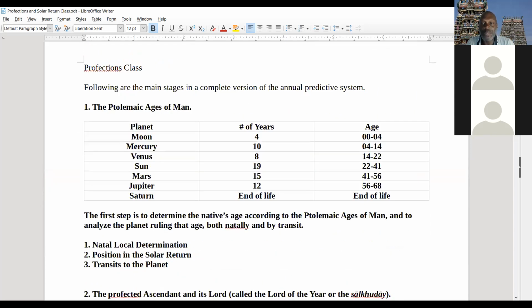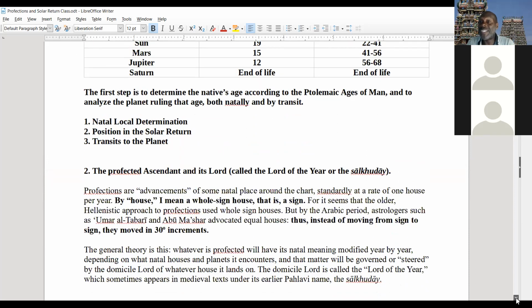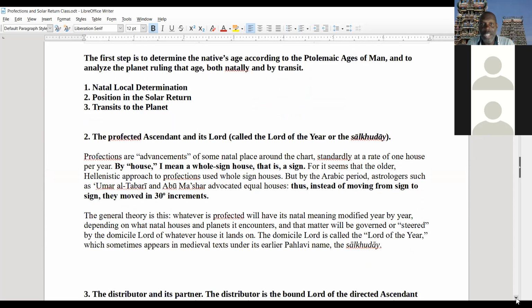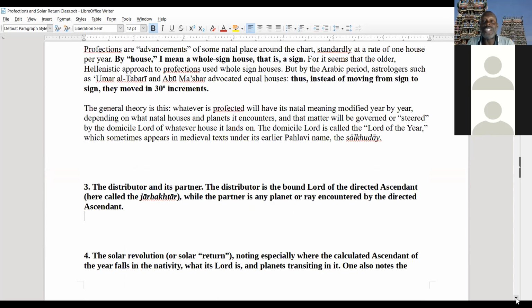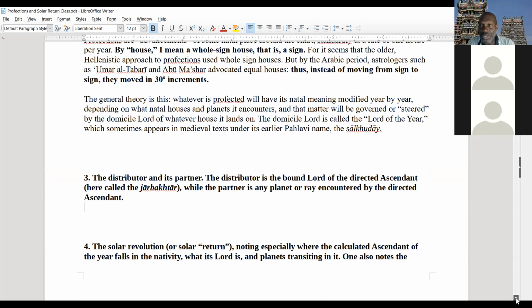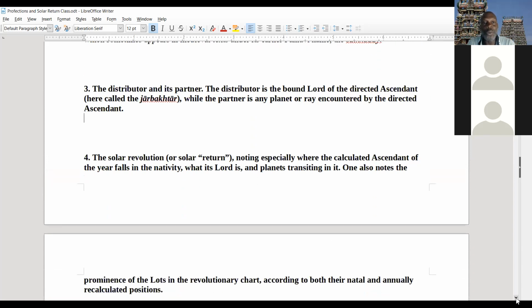So the ages of man were the first thing to look at. The second thing was the perfected ascendant and its lord, which we've just looked at. The third thing was the distributor and its partner, the last thing that we just looked at. And then the fourth thing is the solar return itself, noting especially where the calculated ascendant of the year falls in the nativity, what its lord is, and planets transiting in it.